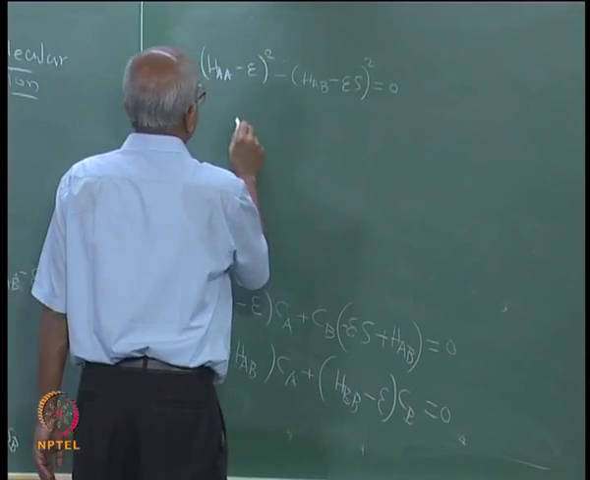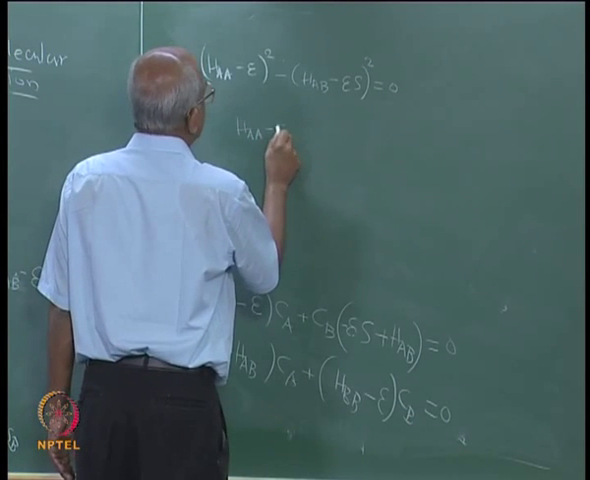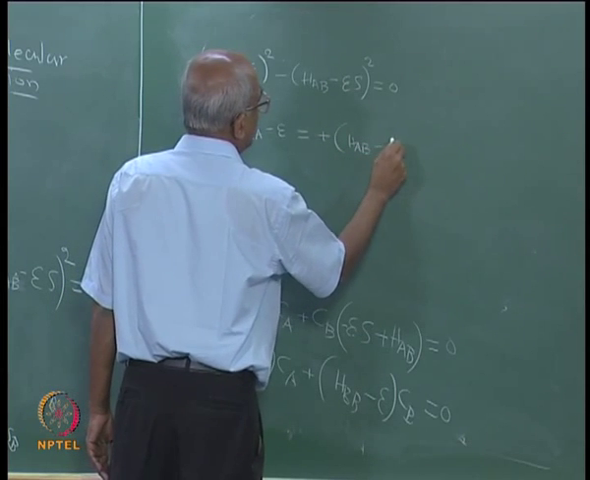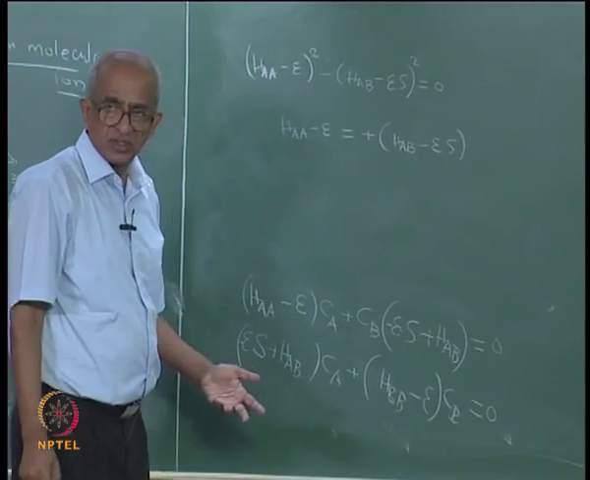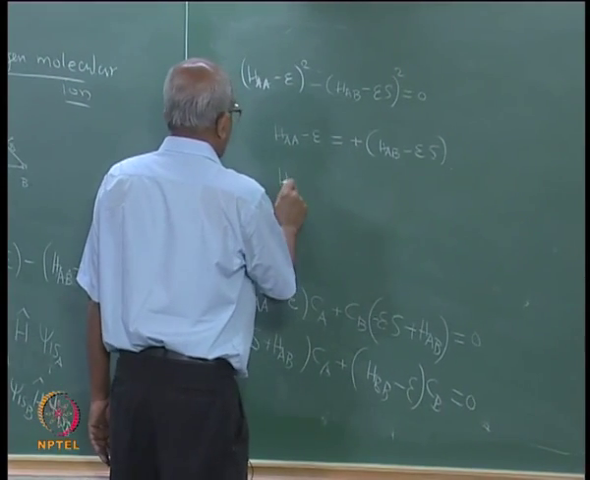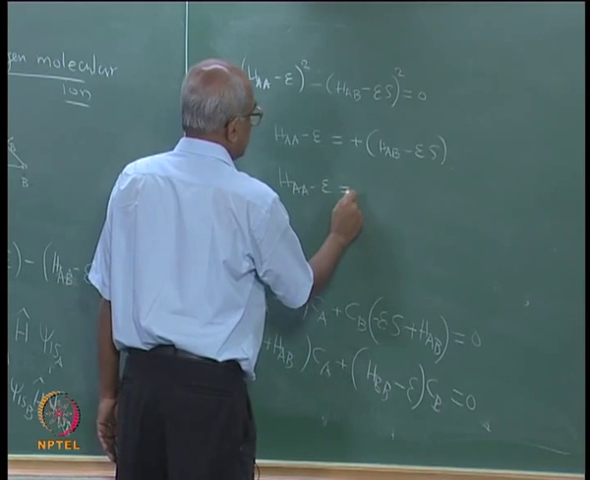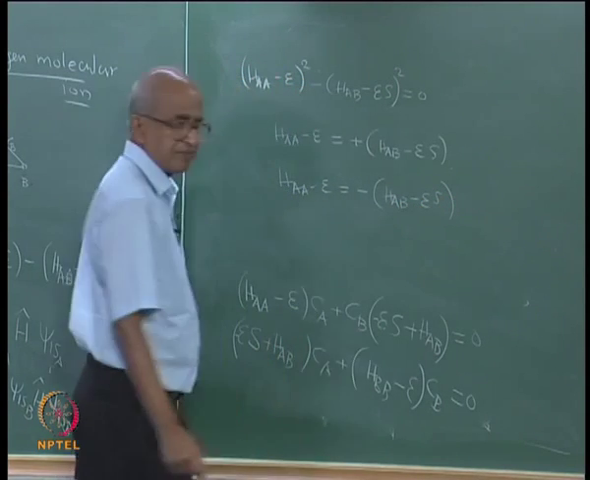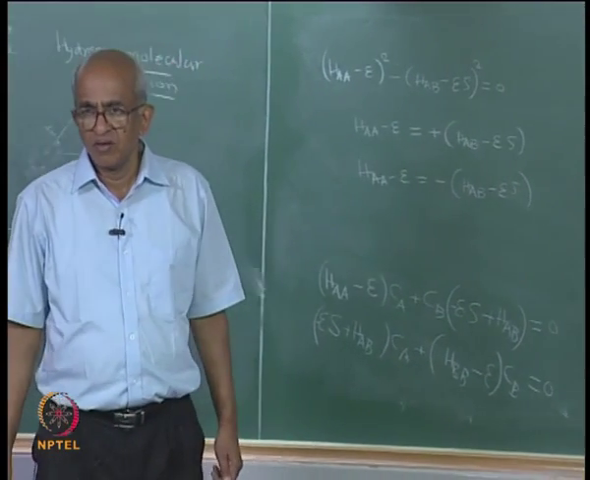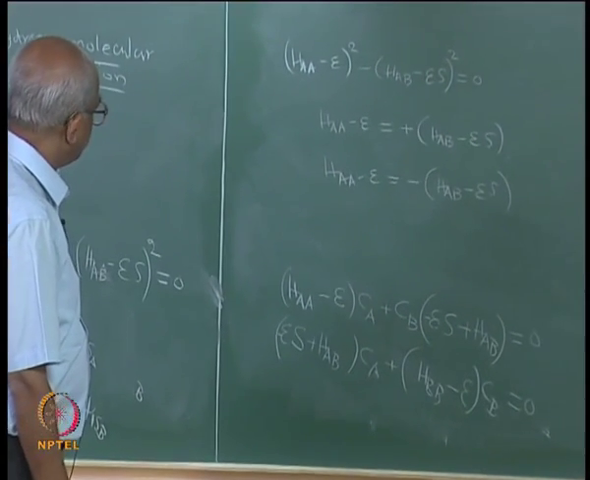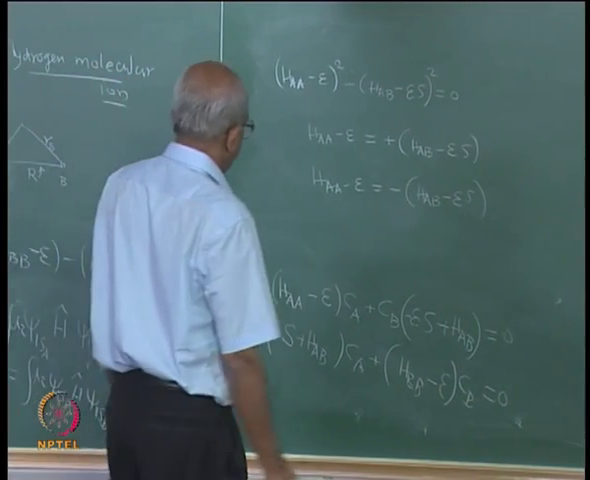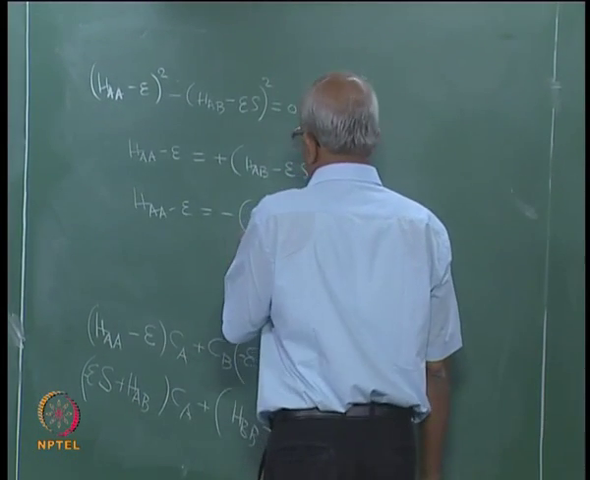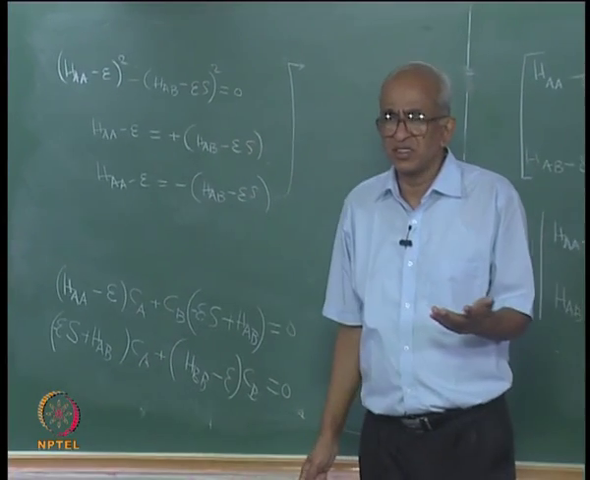Well, you take this to the other side, you will find that there are two solutions. This is one possible solution, and what is the other possible solution? HAA minus script E must be equal to negative of (HAB minus script E into S). This is the other solution. So, imagine I am confining myself to the negative sign, this one. So, then what will happen, there are two solutions. Is it surprising that there are two solutions?